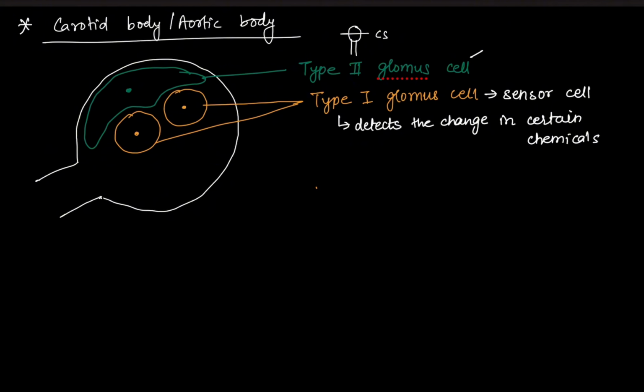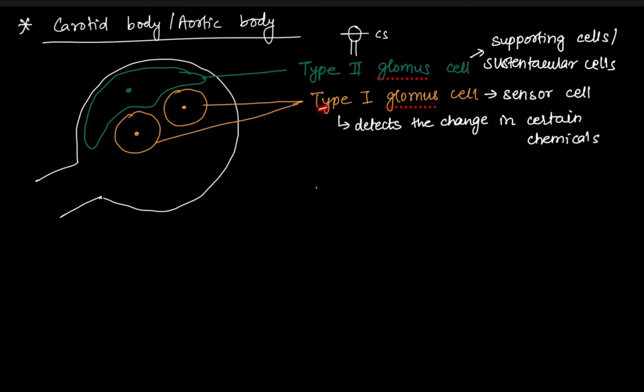The type 2 glomus cell is known as the supporting cell. Its function is just to support the type 1 glomus cell, so it has no major function of its own. It is known as the supporting cell or the sustentacular cell.